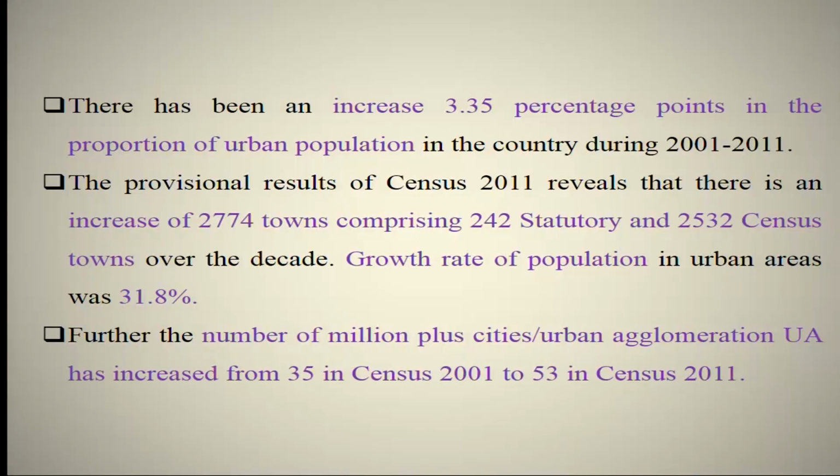The provisional result of Census 2011 reveals that there is an increase of 2,774 towns, comprising 242 statutory and 2,532 census towns, over the decade. The growth rate of population in urban areas was 31.8%. Further, the number of million-plus cities, urban agglomerations, has increased from 35 in Census 2001 to 53 in Census 2011.